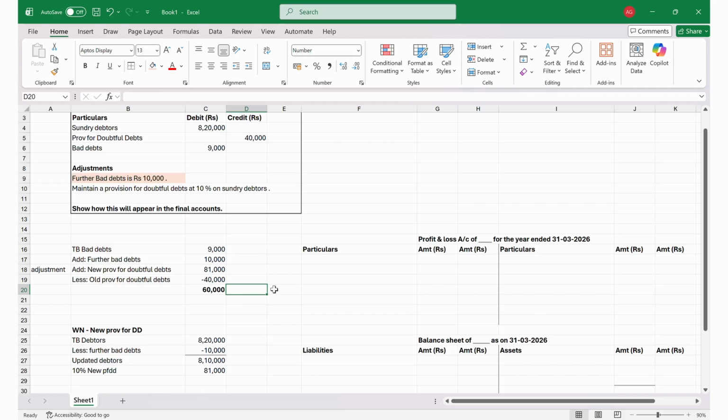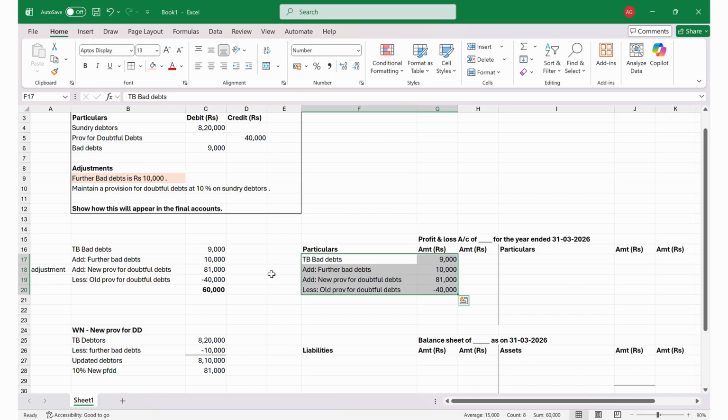Now because this is an expense, all of this should go to the debit side of P&L. Therefore I transferred everything to the debit side of P&L. I just change this into bad debts and write down the rest, 60,000, to this number.